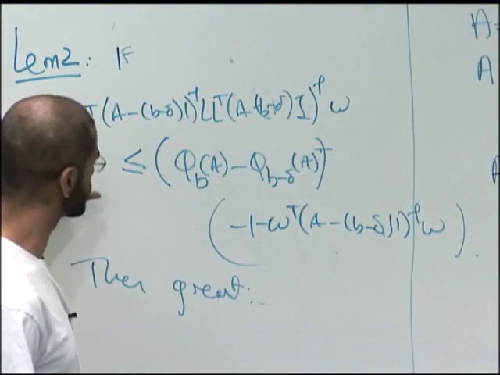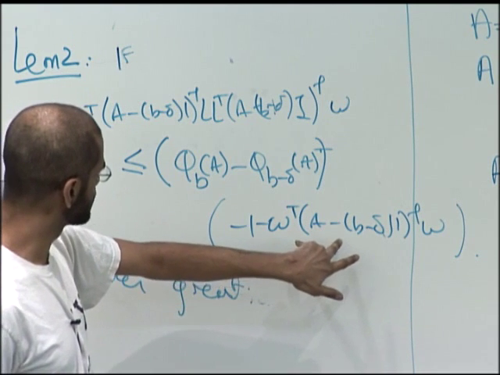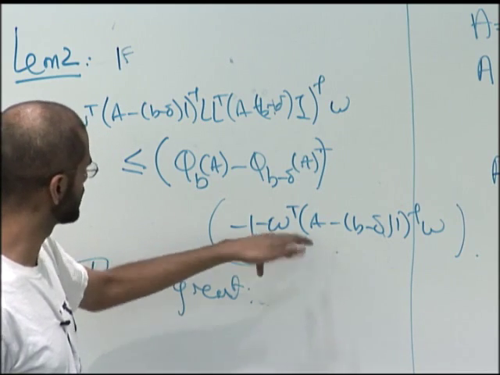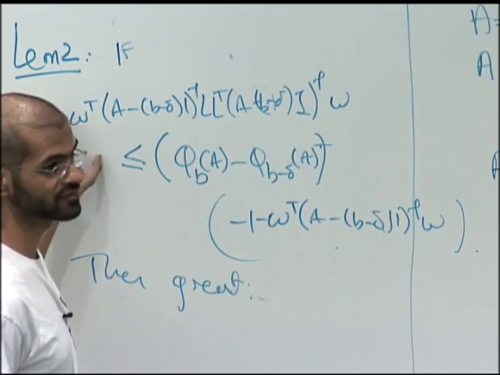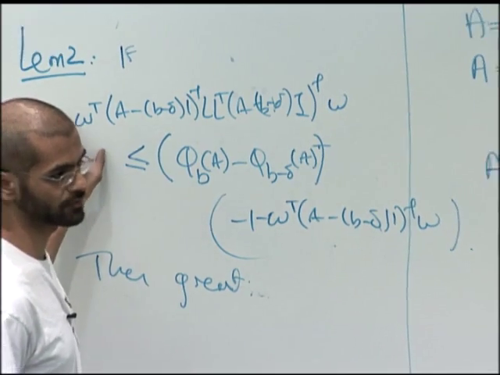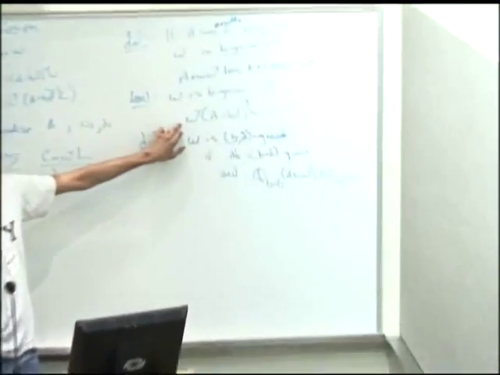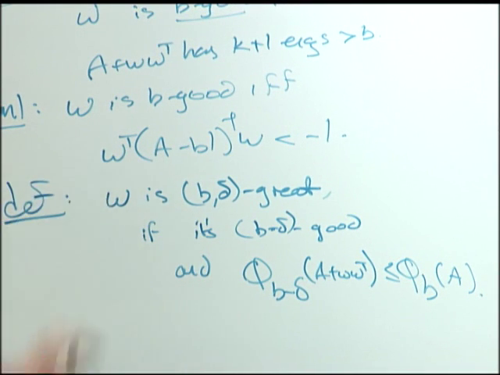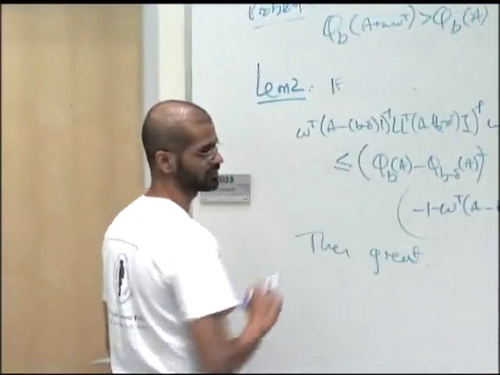So what is this inequality telling you? It's telling you that minus 1 minus this quadratic form in W has to be bigger than a certain positive number. So this is a strict strengthening of the condition for being good. Here I just had minus 1 minus this quadratic form is bigger than 0. And here I have that minus 1 minus this quadratic form is bigger than some positive number. Okay?